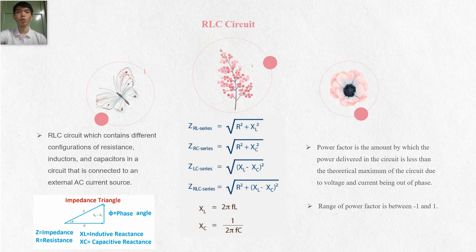Then we move to the power factor, which is the amount by which the power derived in the circuit is less than the theoretical maximum of the circuit due to voltage and current being out of phase. The range of the power factor is between -1 and 1.